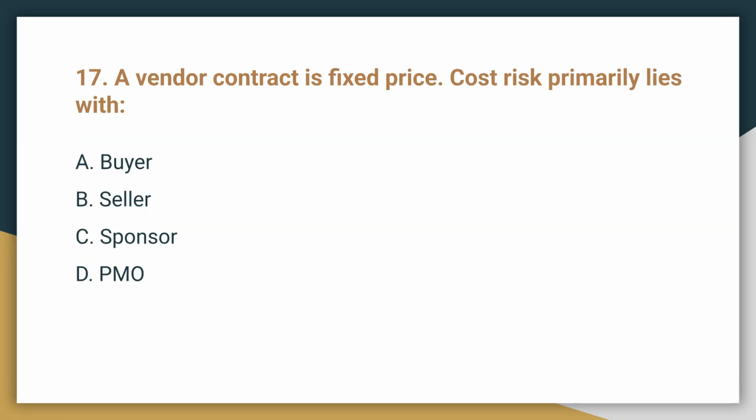Question 17. A vendor contract is fixed price. Where does the cost risk primarily lie? The cost risk primarily lies with B, the seller. A fixed price contract typically transfers the cost risk to the seller.